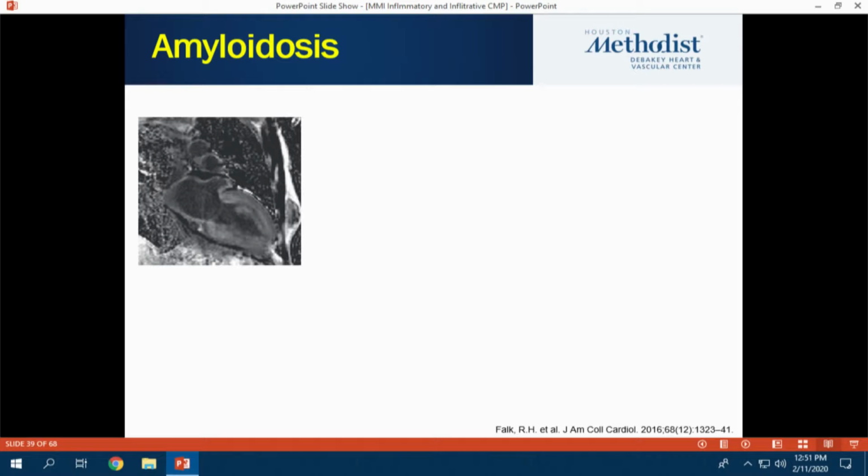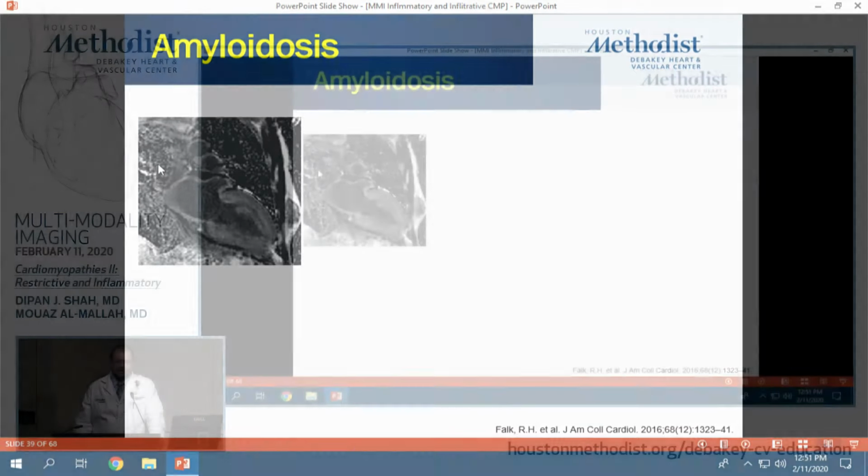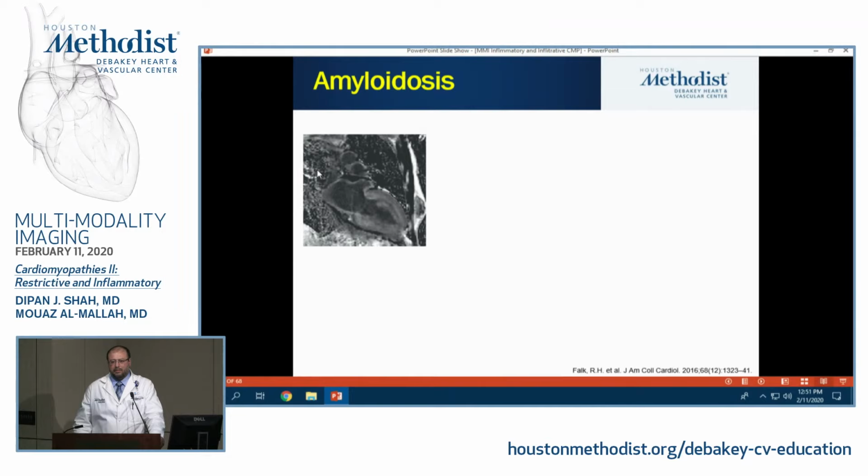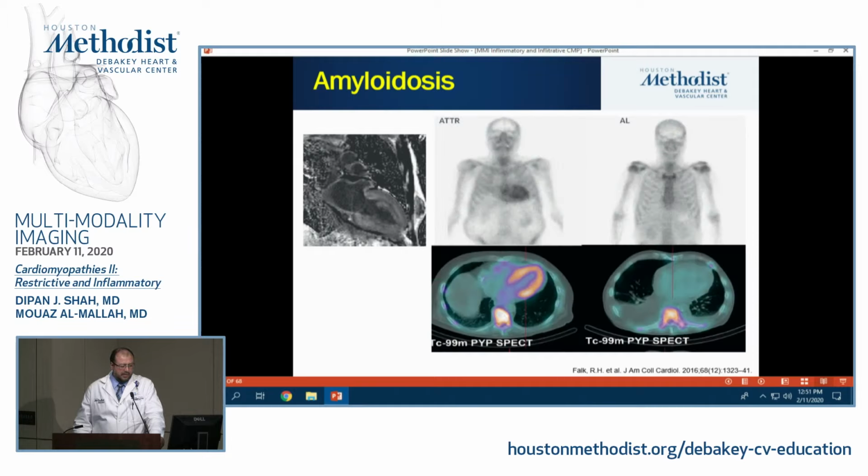And the different types have completely different management plans, and it's very important to make the distinction. Most often, prior to the PYP era, we've been sending these to biopsy or other testing to identify whether they had AL versus ATTR. Now we have some tools that allow us to determine if they are AL or ATTR by PYP imaging, which lights up significantly in ATTR and has no uptake at all in AL.